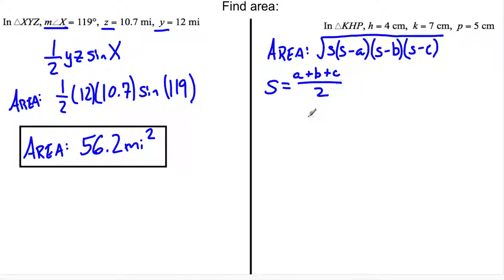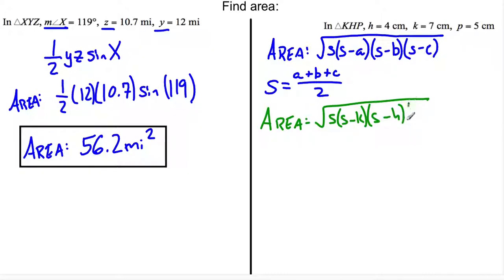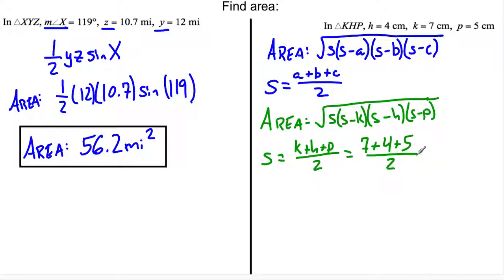So if we think about this formula here and this problem, the area is going to equal S times S minus K times S minus H times S minus P. Obviously, it does not matter which order you multiply these in, since we're multiplying them all together, and order does not matter. And S is going to be K plus H plus P divided by 2. So in this case, K is 7, H is 4, P is 5, divided by 2. That's 16 divided by 2, which is 8.